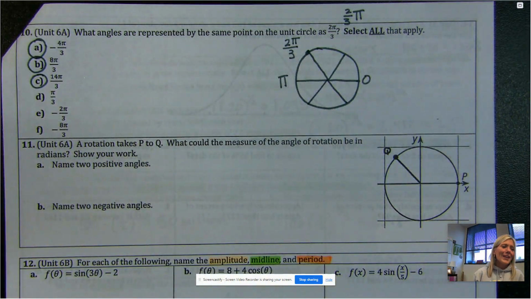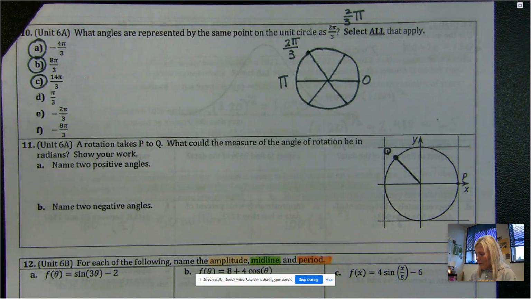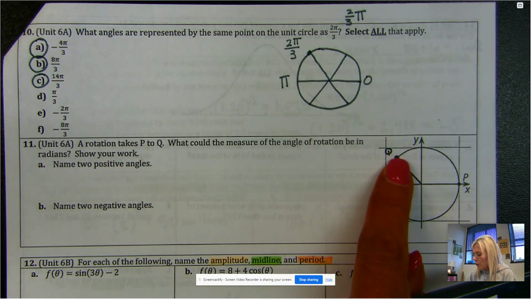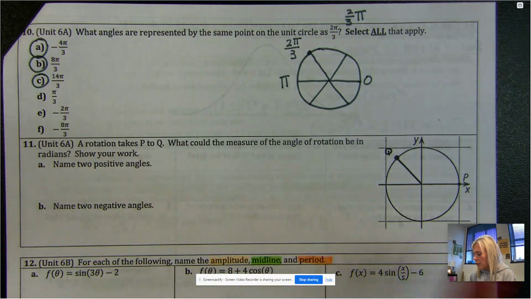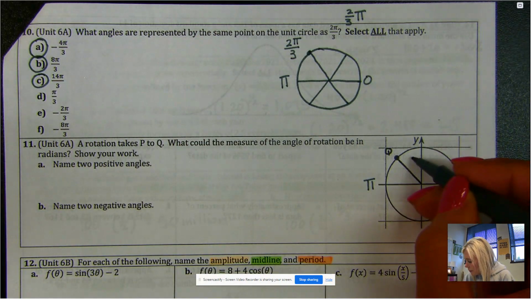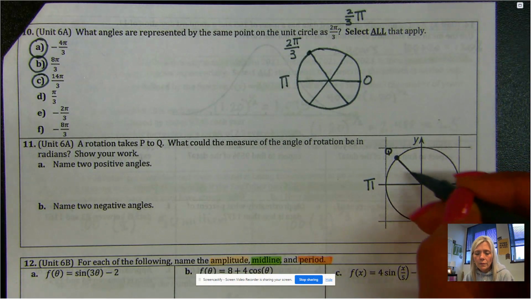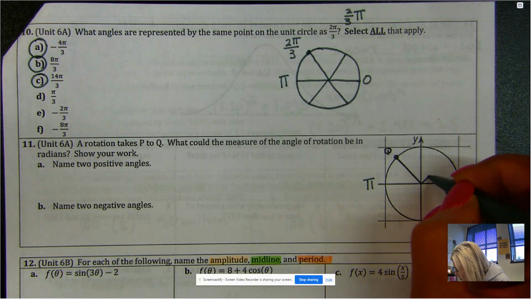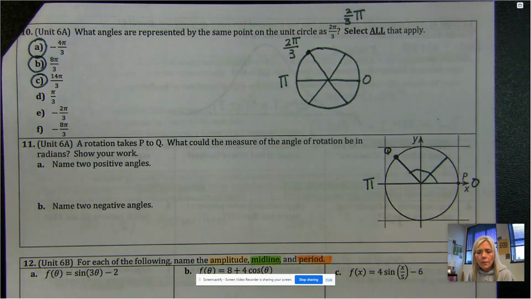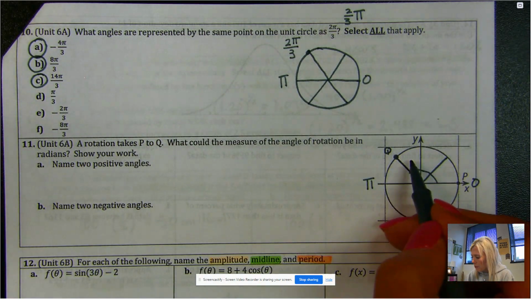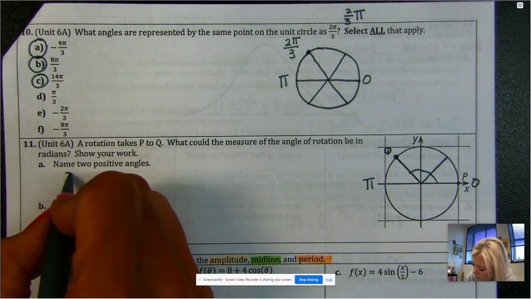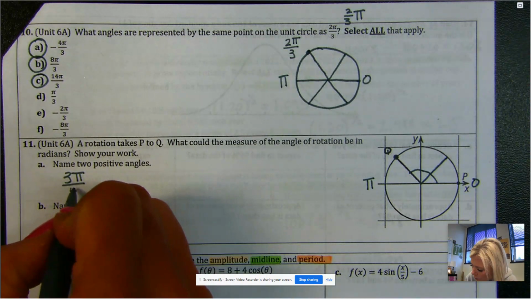All right, and then finally, for this part, before we get to the equations: a rotation takes P to Q, so from right here to right here. What could the measure of the angle of rotation be in radians? I know this is 0 and this is pi, and this quadrant has just been split right in half. If we also split this side in half, I can see this is 1, 2, 3 fourths of pi, right? Because now pi has been split into 4 parts. So one positive angle would be 3/4 of pi, or 3 pi over 4.